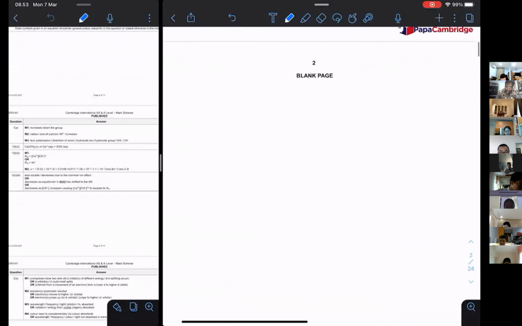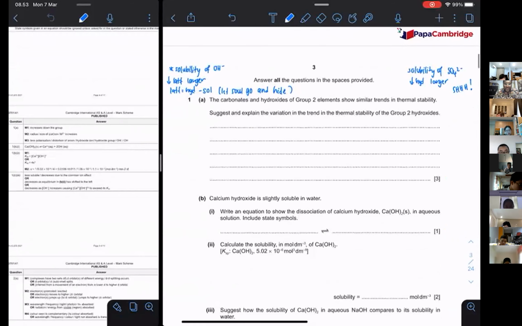Let's begin. The first question asks about the carbonates and hydroxides of group 2 elements. They show similar trends in thermal stability. It means the carbonates and hydroxides have the same trend. You should know that going down group 2, the thermal stability increases. So suggest and explain the variation in the trend.